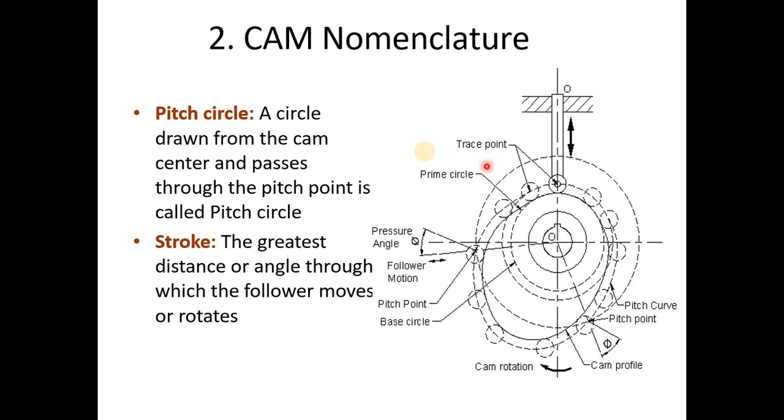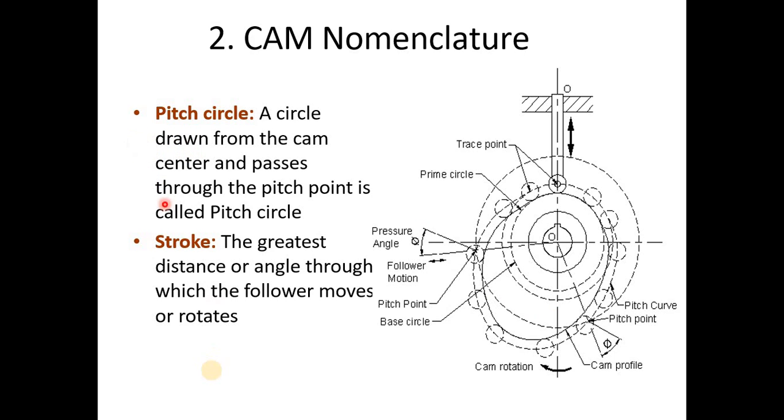So what is the pitch circle? A pitch circle is a circle drawn from the cam center that passes through the pitch points. Look at this, this is the cam center, and these are the pitch points. So whatever circle is drawn from the center of the cam through the pitch points, we call a pitch circle.